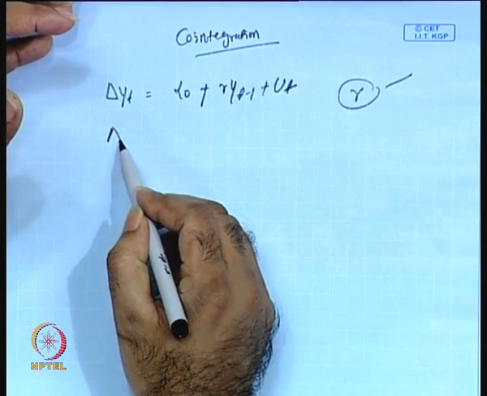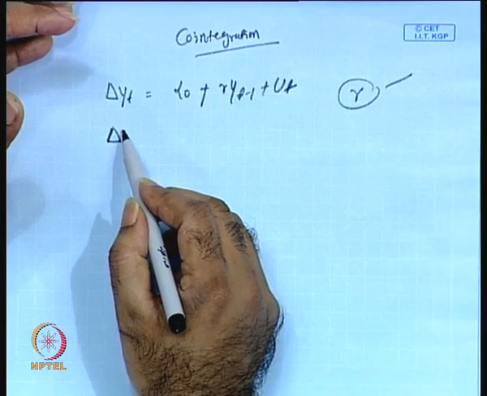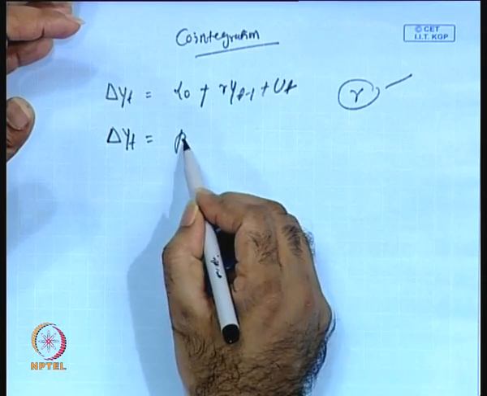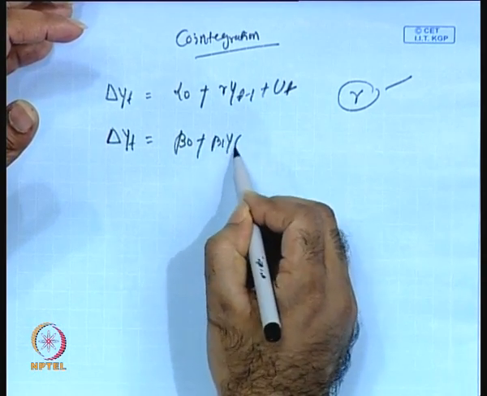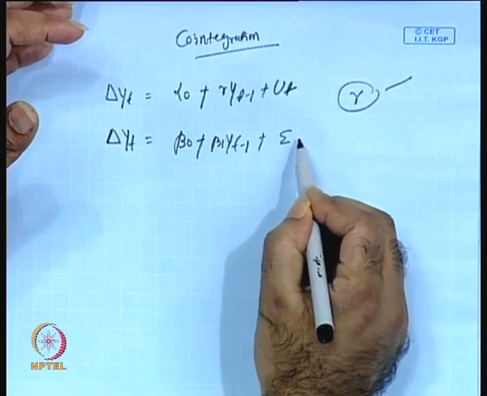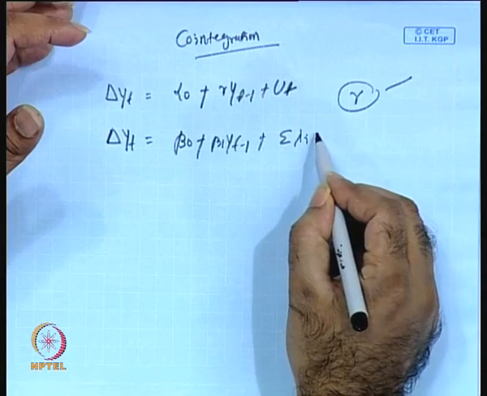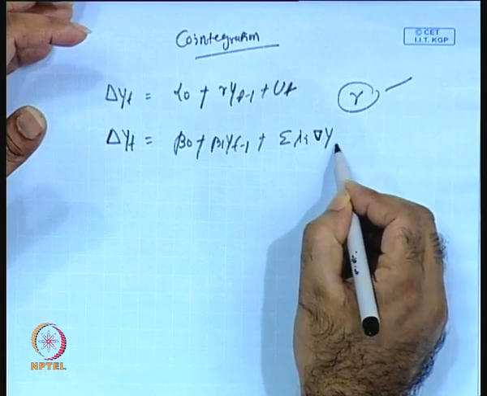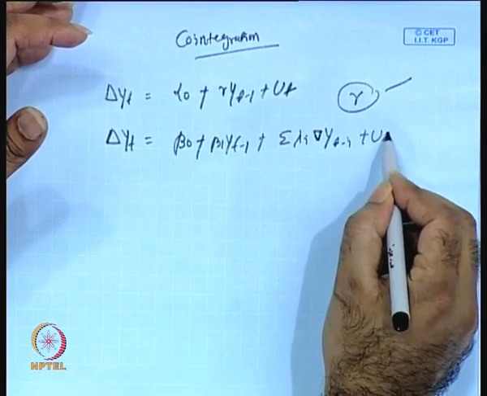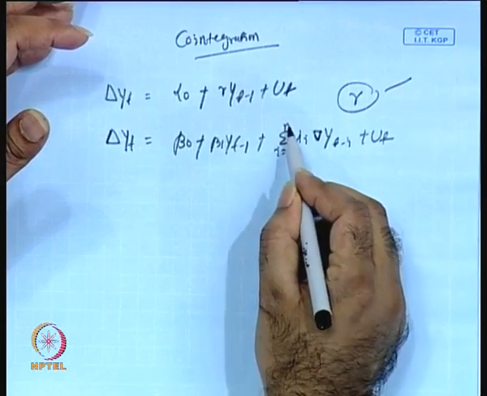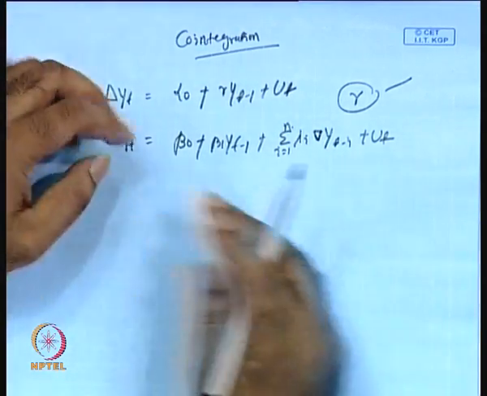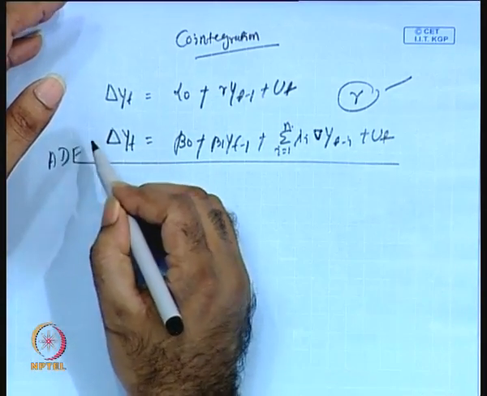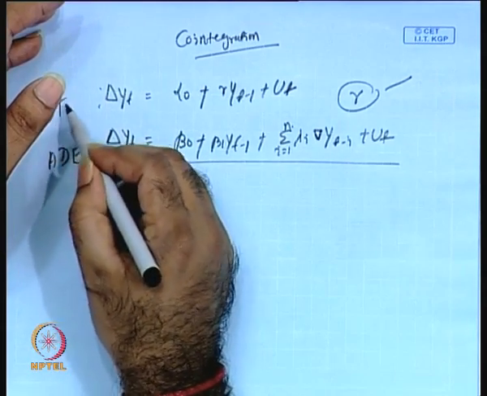Corresponding to the Dickey test, the augmented Dickey test statistic will be written like this: delta y t equal to beta 0 plus beta 1 y t minus 1 plus summation lambda i delta y t minus i plus u t, with i equal to 1 to n. Okay. So, this is the ADF test equation, and the earlier one is the Dickey test equation.